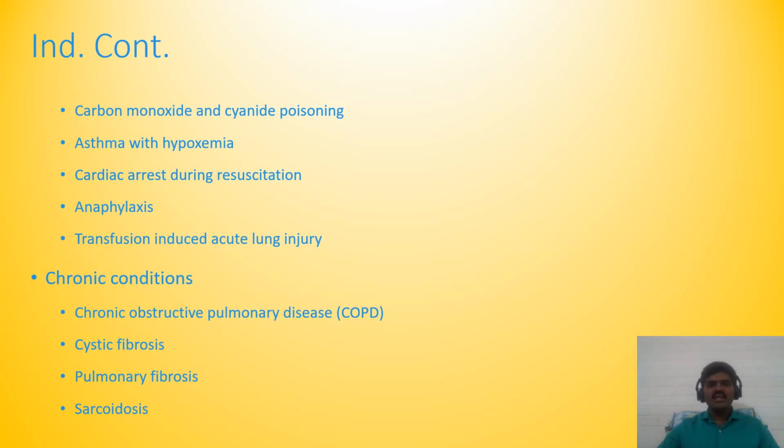And there are some chronic indications, called ambulatory oxygen therapy. A chronic obstructive pulmonary disease patient who is chronically hypoxemic can be put on home oxygen therapy or ambulatory oxygen therapy. Patients with cystic fibrosis, pulmonary fibrosis, and sarcoidosis will similarly require ambulatory oxygen therapy.